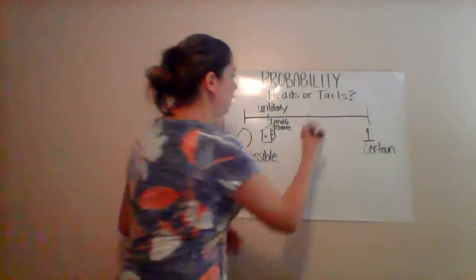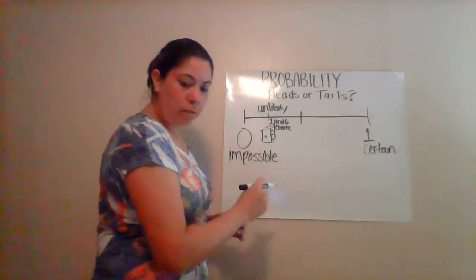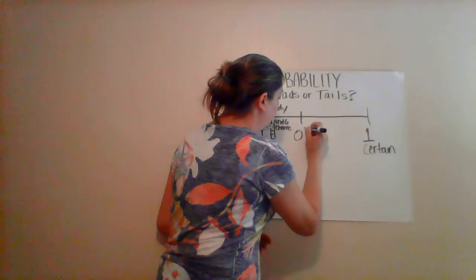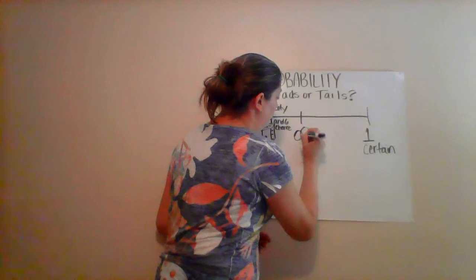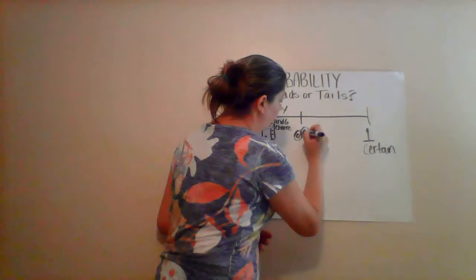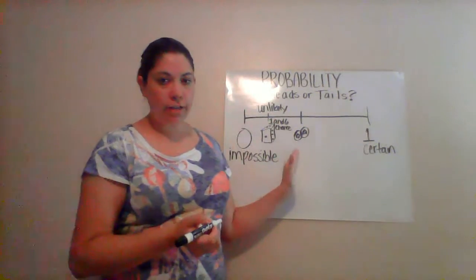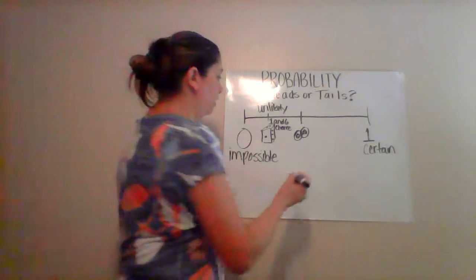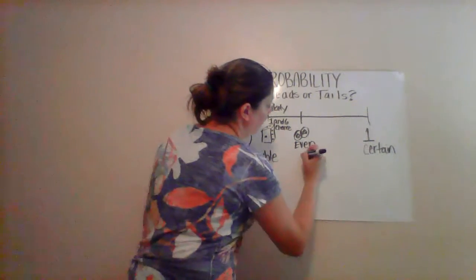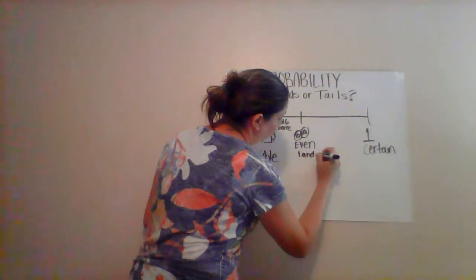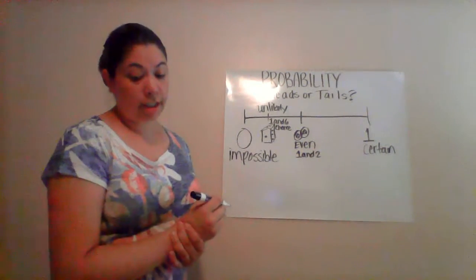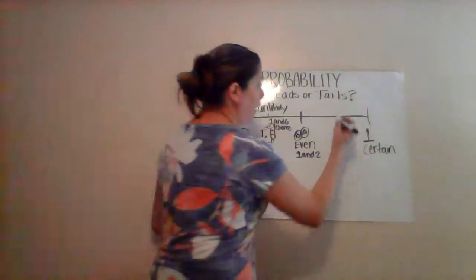An even chance would be if you had 1 outcome out of 2. So we could use coins, which have heads or tails. This would be an even chance, because that's 1 in 2, or 1/2. And then we can have a very likely chance of an outcome.